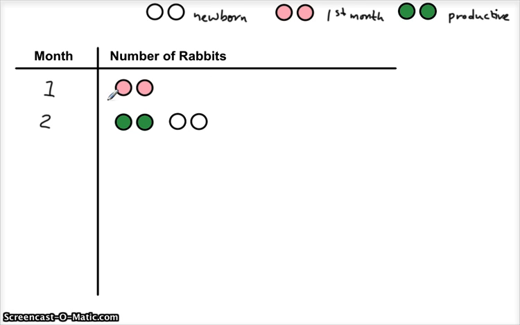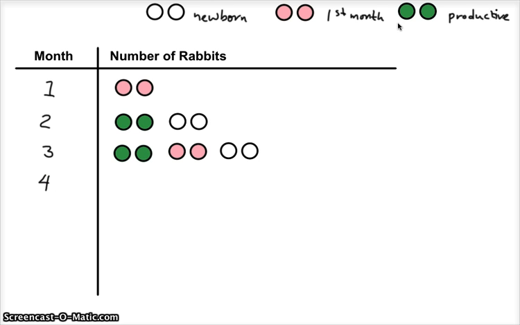Then we head over to month 3, and in month 3 we still have our initial productive pair. There they are. And this next set, which was a set of newborns in month 2, is now in their first month. But remember, we said that as long as a set of bunnies or rabbits are productive, they will produce another newborn set. So there it is. So this comes from this green set. That's their pair.